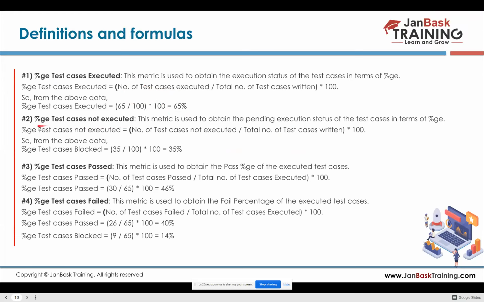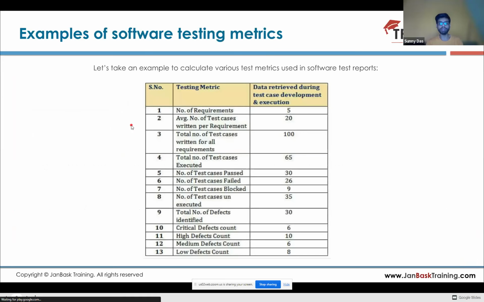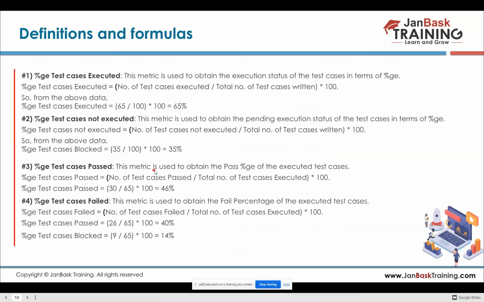Percentage of test cases not executed. What will that be? The number of test cases unexecuted is 35. So 35 divided by 100 into 100, because the total number of test cases is 100 here. If the total number of test cases were 70 or 75, it would be 35 divided by 70 or 75 into 100. Any queries? No. Okay.